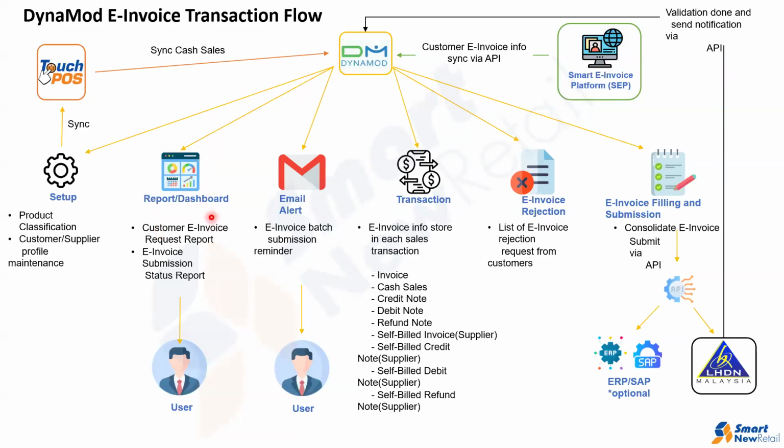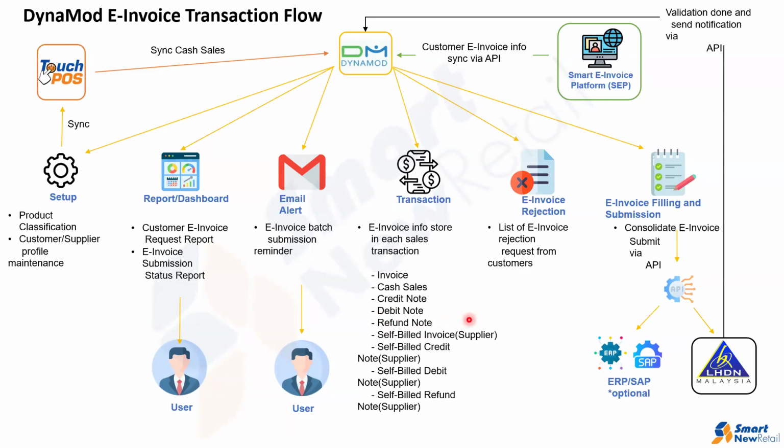And we have a dashboard to let you see whatever document has been submitted, whether it is validated, approved, or rejected, or you manually cancelled it or something. We have an email function as a reminder, to tell you not to forget to submit the consolidated invoice. Then a transaction function for what transactions can be submitted as e-invoice. So the basic six documents: invoice, cash sales, CNDN, and refund note, which is something new.